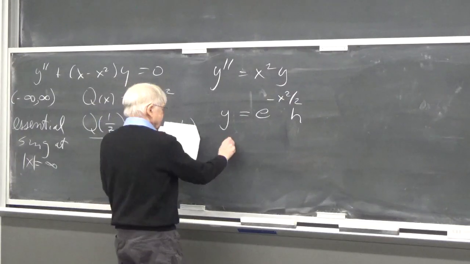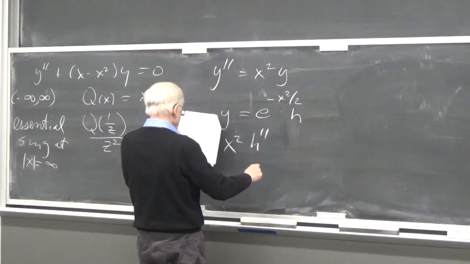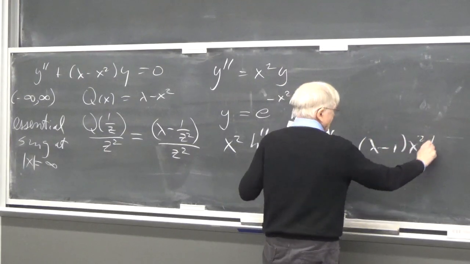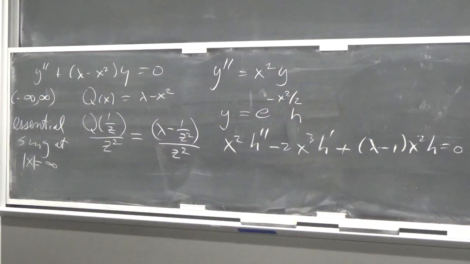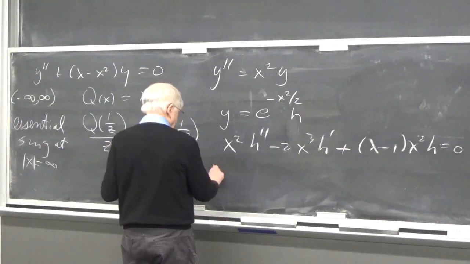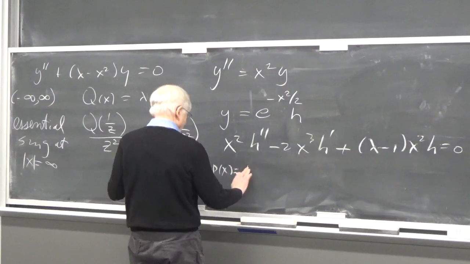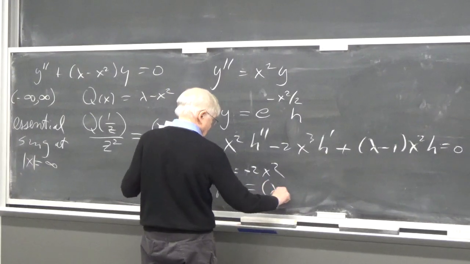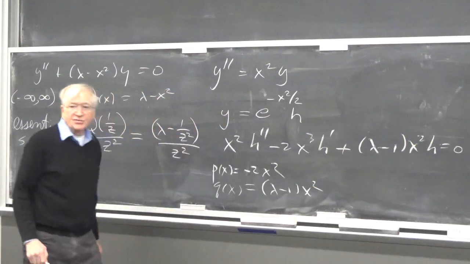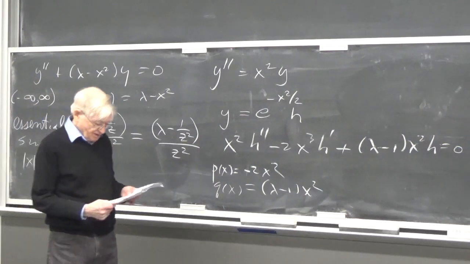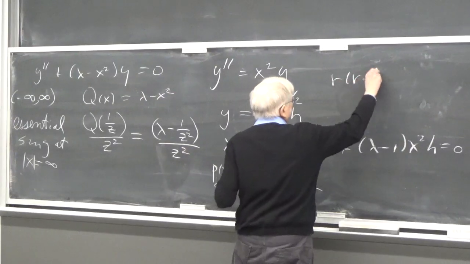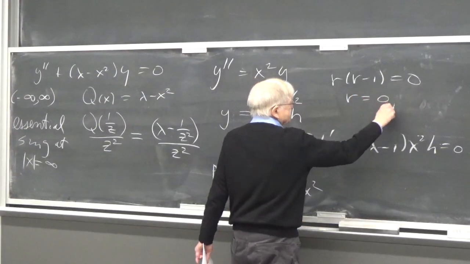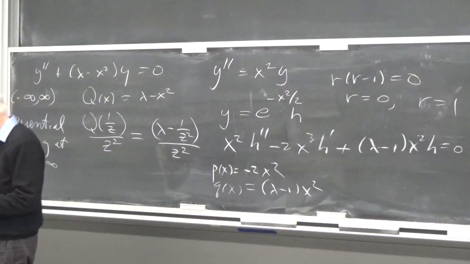So if you do that, then you find that the differential equation is x squared h double prime minus 2x cubed h prime plus (lambda minus 1) x squared h equals 0. So now you can apply the method of Frobenius, and you see that p of x is equal to minus 2x squared, q of x is equal to (lambda minus 1) x squared. Both vanish at x equal to 0, so the indicial equation is simply r minus 1 equals 0, and one can set r equal to 0 or r equal to 1, and then apply the method of Frobenius.